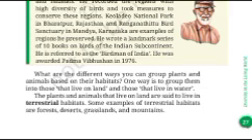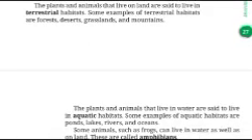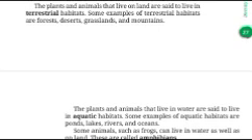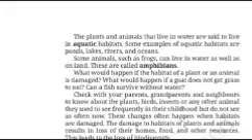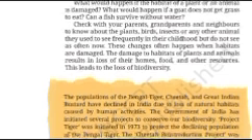What are the different ways you can group plants and animals based on their habitats? One way is to group them into those that live on land and those that live in water. The plants and animals that live on land are said to live in terrestrial habitats. Some examples of terrestrial habitats are forests, deserts, grasslands, and mountains. The plants and animals that live in water are said to live in aquatic habitats. Some examples of aquatic habitats are ponds, lakes, rivers, and oceans. Some animals, such as frogs, can live in water as well as on land. These are called amphibians.